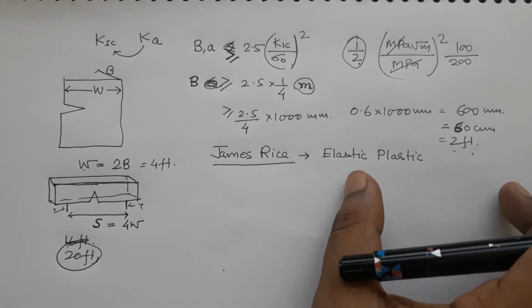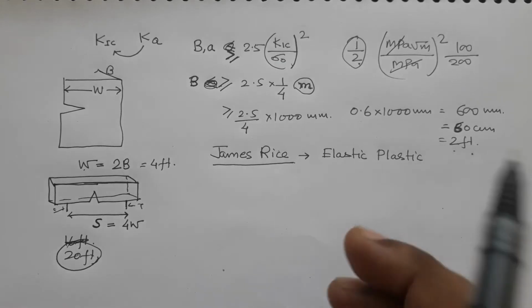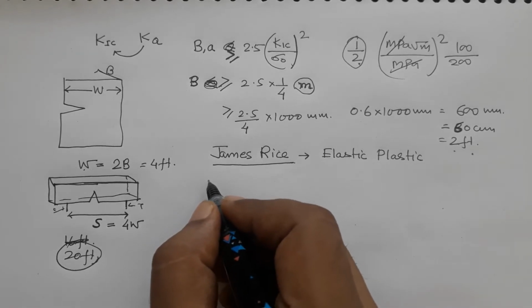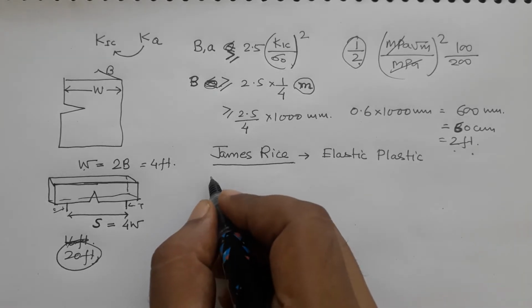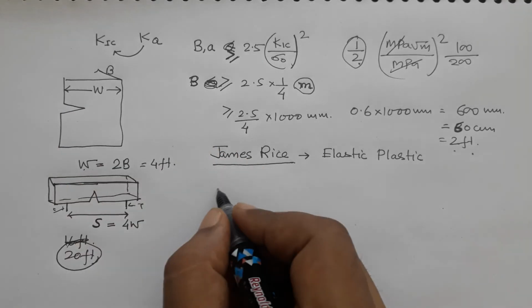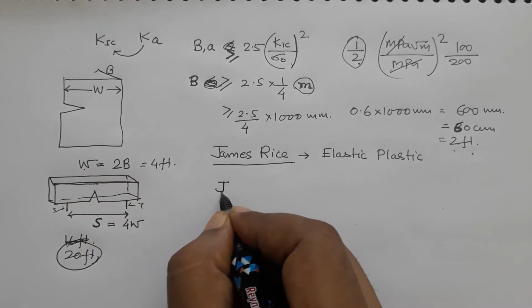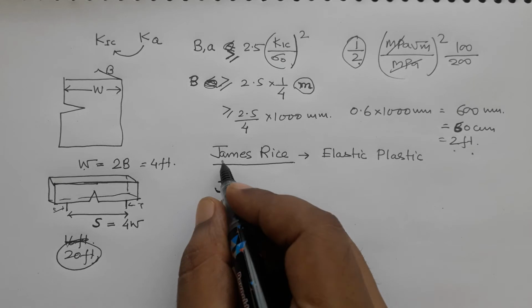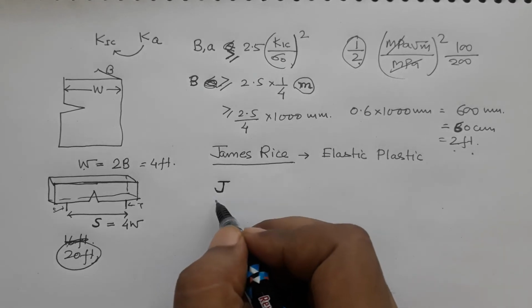and we will discuss this. Now, the name of this parameter, unlike K, is J, which is very evident because it was given by James Rice. So, the name is J.